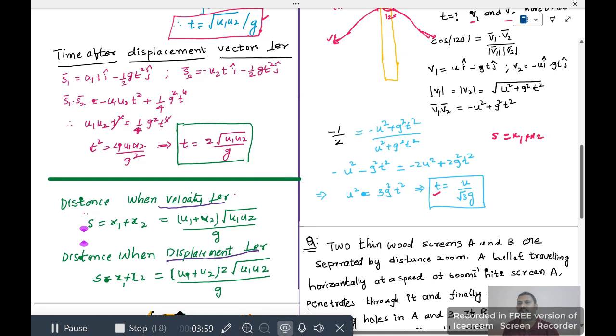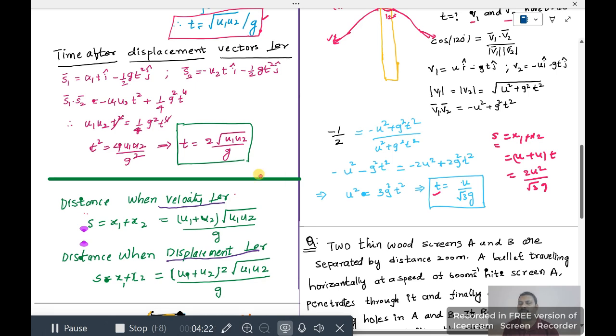So this is easy. That is equal to u1 plus u2, that is equal to 2u, both are the same, into t. So that is equal to 2u square by root 3 into g. So this is the distance. I stopped here the question with only time.